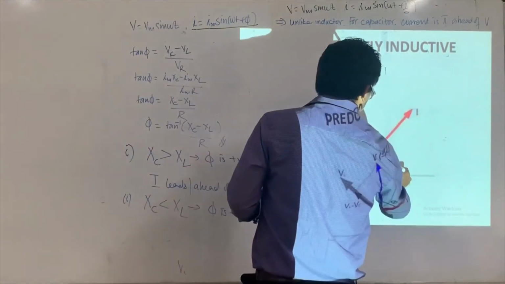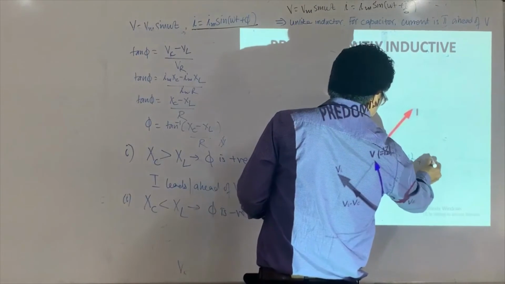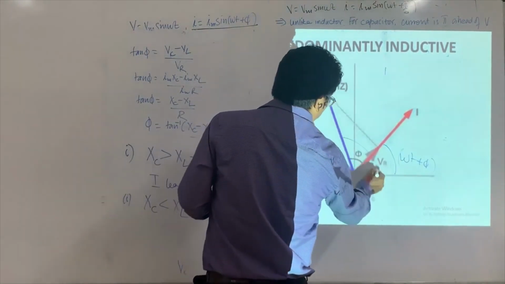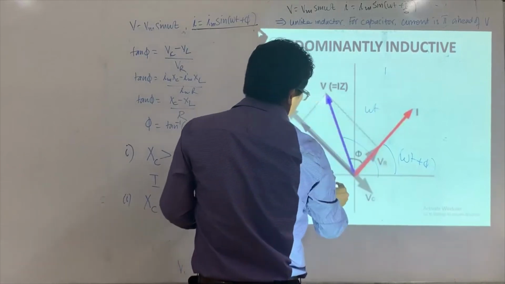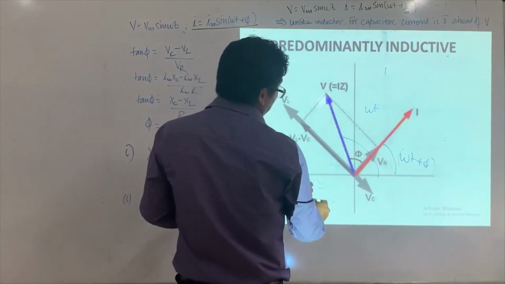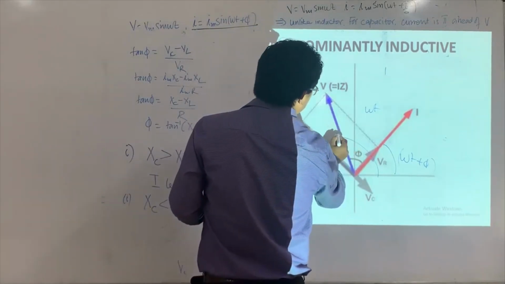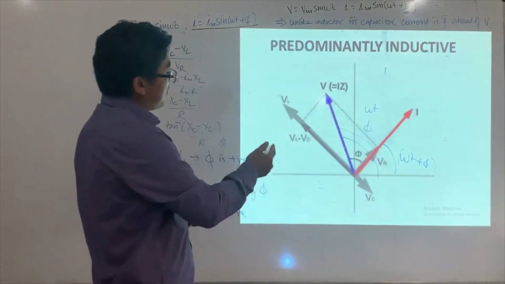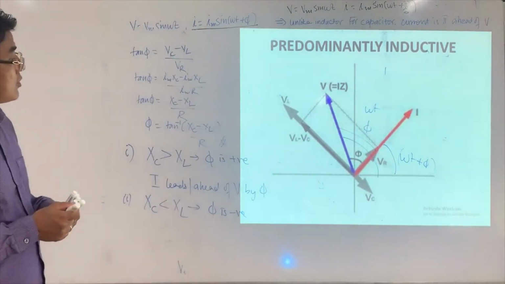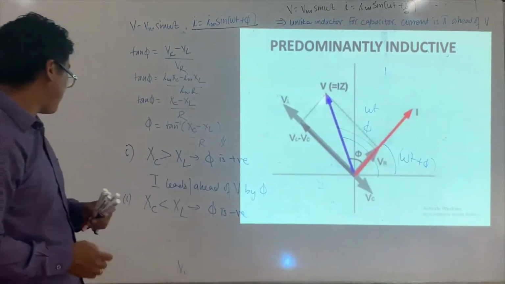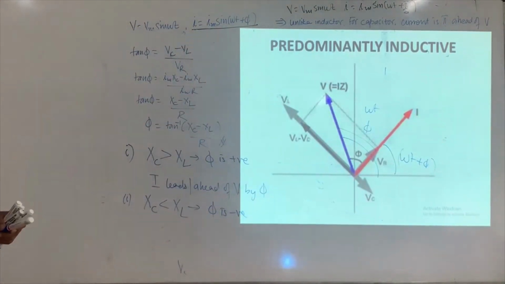Why? Because this is going to be omega t plus phi, and this is going to be omega t, and therefore this is going to be phi, which is minus. So this phi has to be minus, therefore phi is negative.